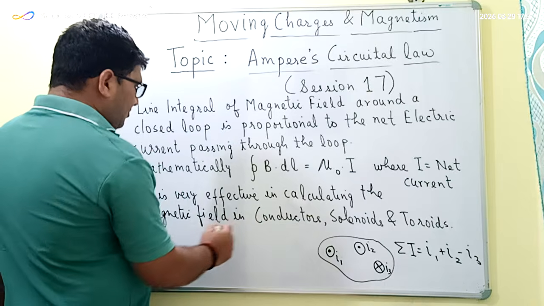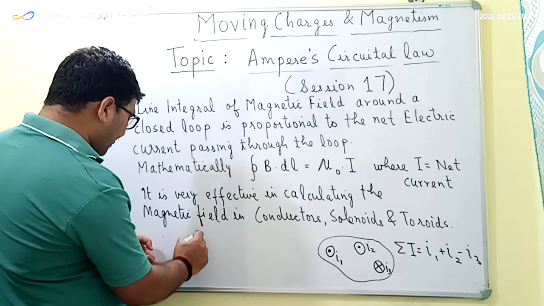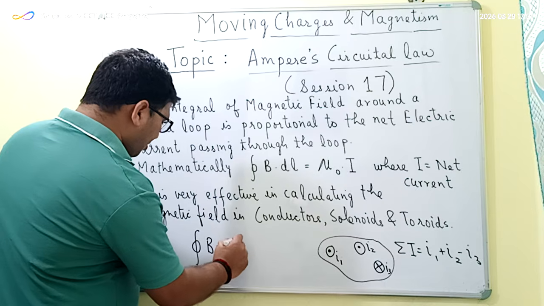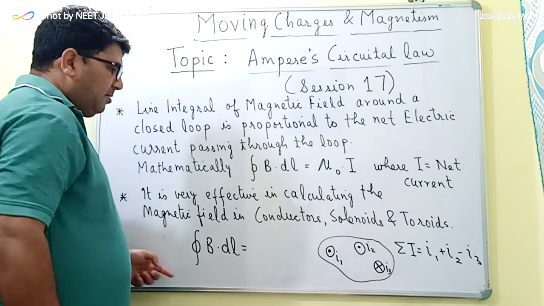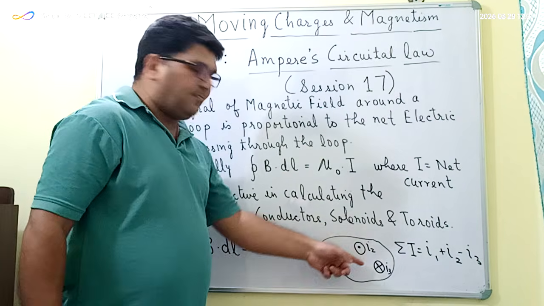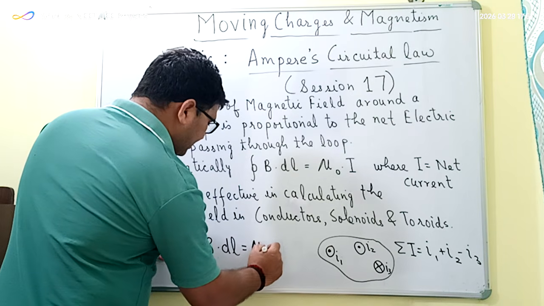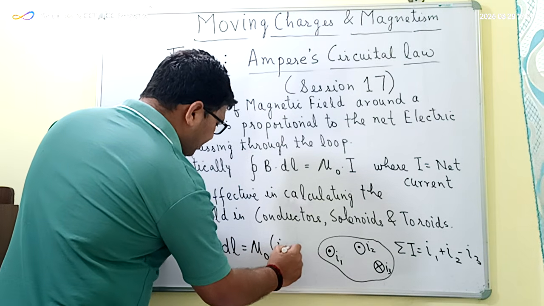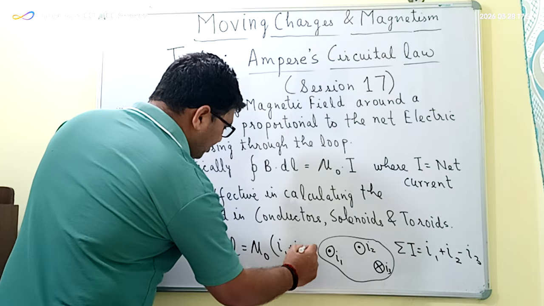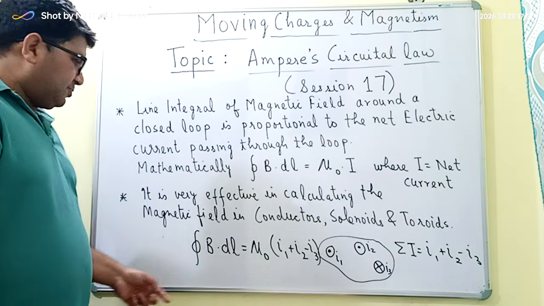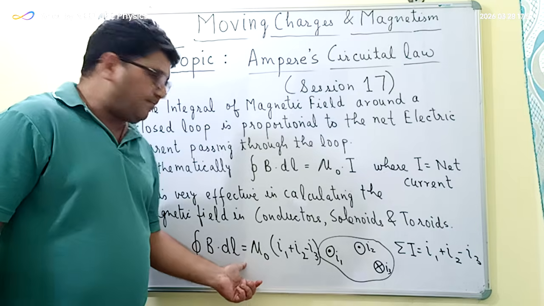So mathematically, the line integral of the magnetic field around this closed loop will be equal to mu naught times the net current, and the net current here is I1 plus I2 minus I3. So in this case, the equation becomes this.